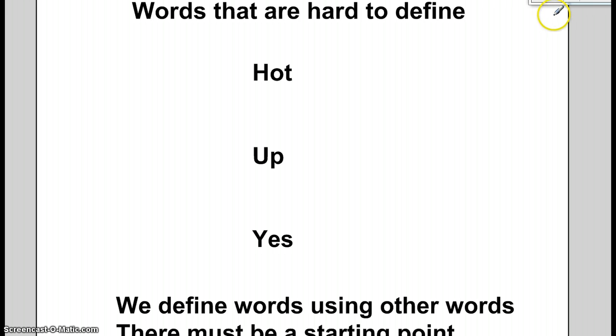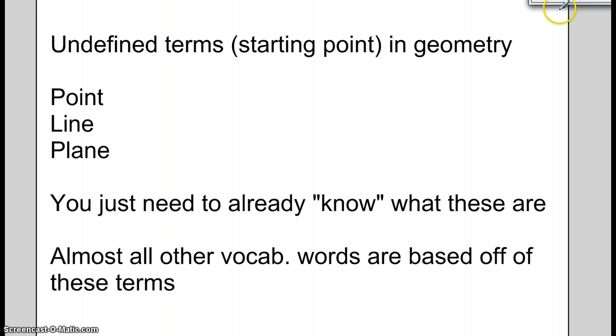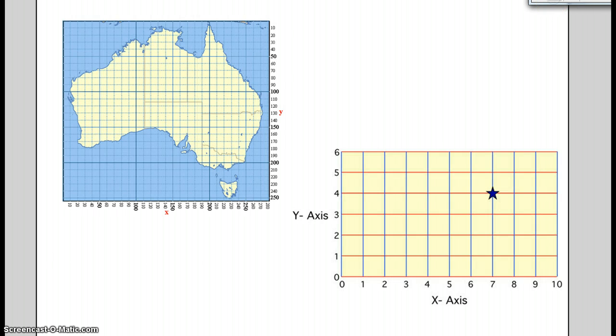Words that are hard to define that we use every day are hot, up, and yes. We define words using other words, but there must be a starting point. Undefined terms in geometry are point, line, and plane. You already know what these words are. Almost all of the vocabulary words are based off these terms.